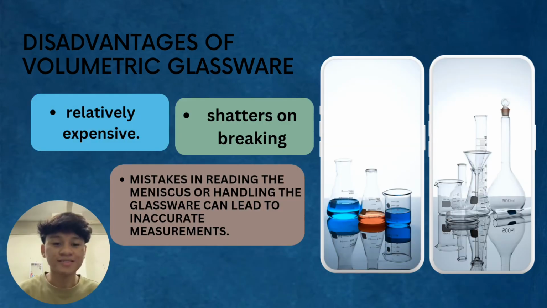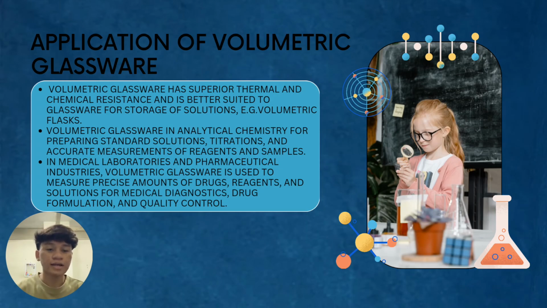Next, the disadvantages of volumetric glassware. It is relatively expensive. It will shatter on breaking. Then mistakes in reading the meniscus or handling the glassware can lead to inaccurate measurements. Next, applications of volumetric glassware.